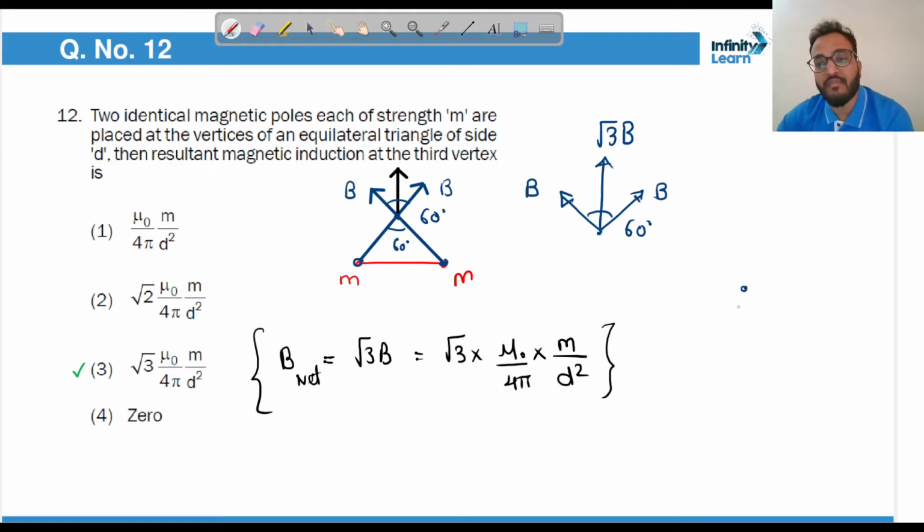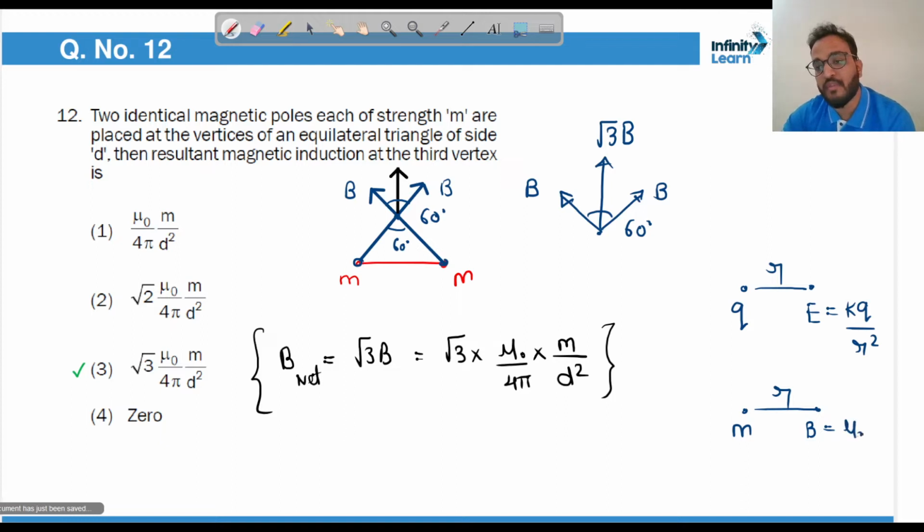Just like with charge, what is the field due to a point charge at a distance r? You will say k q by r square. Similarly, due to a magnetic pole, what is the magnetic field at a distance r? Instead of k, you will say mu naught by 4 pi. Instead of q, you will say m by r square. Same kind of formula. Overall result will be root 3 times B. So write root 3, find the value of B, put it here and get the answer.